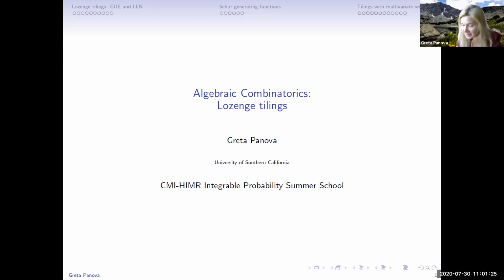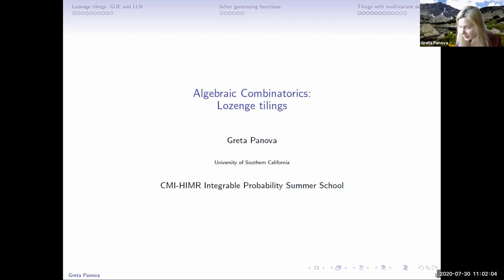Hello, everyone, again. So today we are going to talk about some research and some general ideas that are behind Lozenge tilings, in particular from the point of view of algebraic combinatorics and symmetric functions, which I was talking about in the previous lecture. So these are, in some sense, the same Lozenge tilings that Rick was talking about, but the tools we are going to use are quite different, and the perspective is quite different.